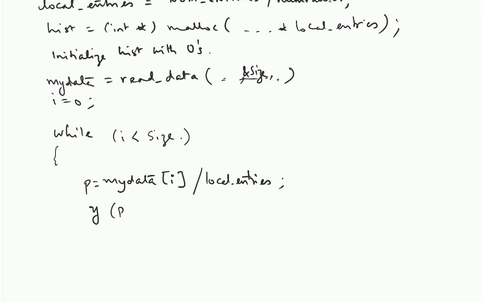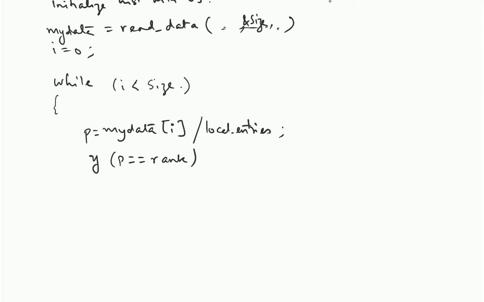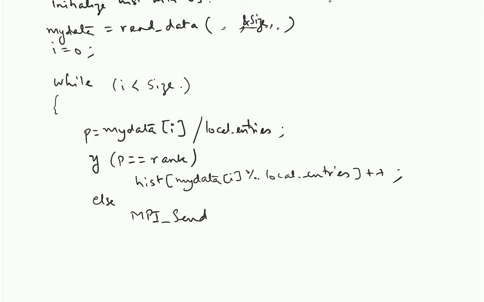So I check if P is rank, if it's the same as me. We are going to follow the same convention throughout this course: rank will always refer to my rank, num ranks will always refer to the total number of ranks. So if P is rank, then I update the histogram. Which entry of the histogram? My data I, take the remainder after division by local entries, plus plus. Otherwise, else I have to post an MPI send. I have to send it to the corresponding processor. I can use an MPI Isend or I can use an MPI send.